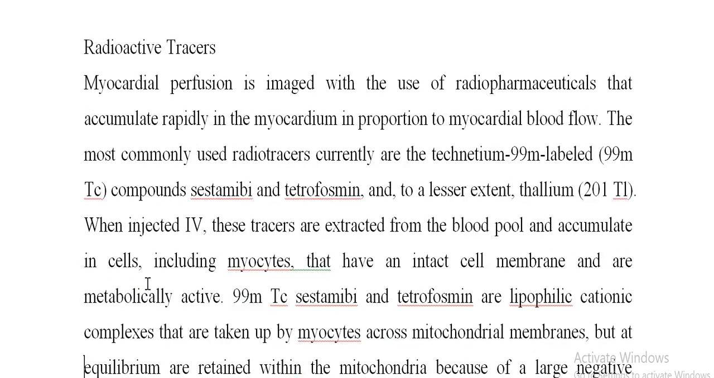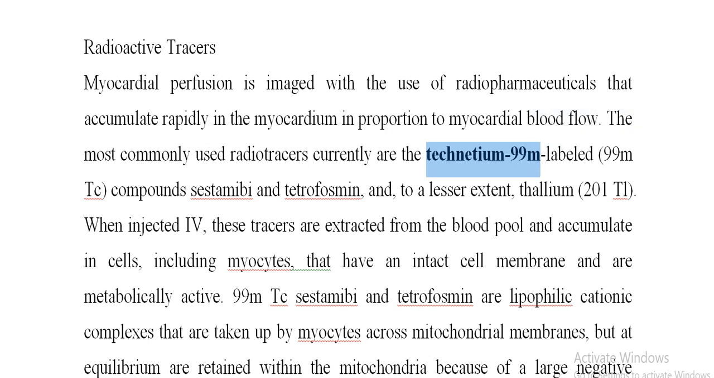Radioactive tracers. Myocardial perfusion is imaged with the use of radiopharmaceuticals that accumulate rapidly in the myocardium in proportion to myocardial blood flow. The most commonly used radiotracers currently are the technetium-99m (99mTc) labeled compounds sestamibi and tetrofosmin, and, to a lesser extent, thallium-201 (201Tl). When injected, these tracers are extracted from the blood pool and accumulate in cells, including myocytes, that have an intact cell membrane and are metabolically active.